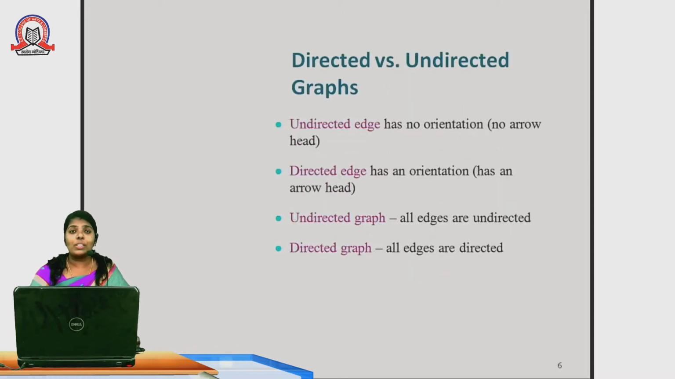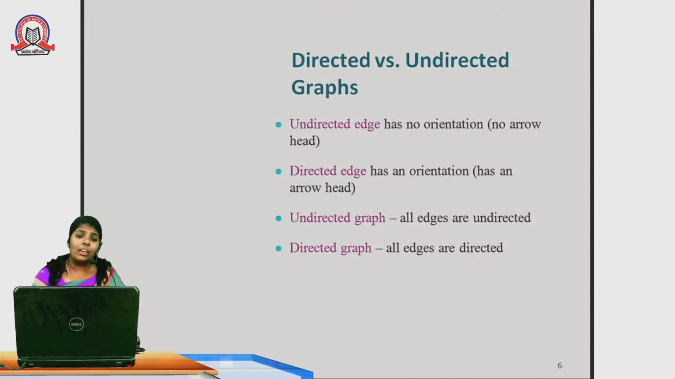Now we are going to see the two types of graph, that is directed graph and undirected graph. An undirected edge has no orientation, no arrowhead. So an undirected graph edge has no orientation. No orientation means no arrowheads. It will not have any direction. That is called an undirected edge.